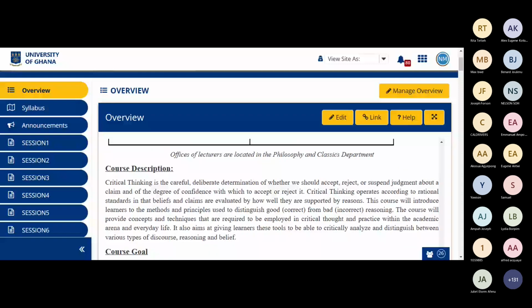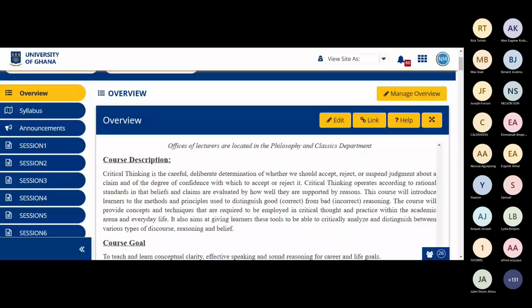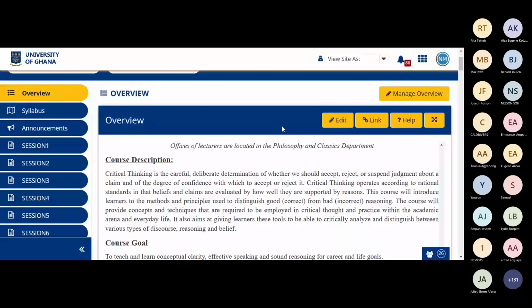The course description. Can I have one of you read it quickly, please? If you can see, if you cannot see, no problem. You can read it on your own. So let me see who. If you want to read, please raise your hand. Okay, I've seen Isaac's hand. Isaac, please read. Yes, please. Okay.